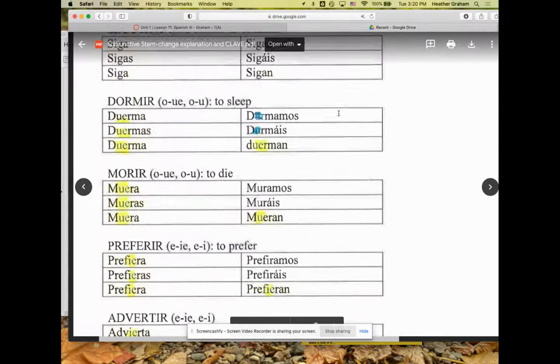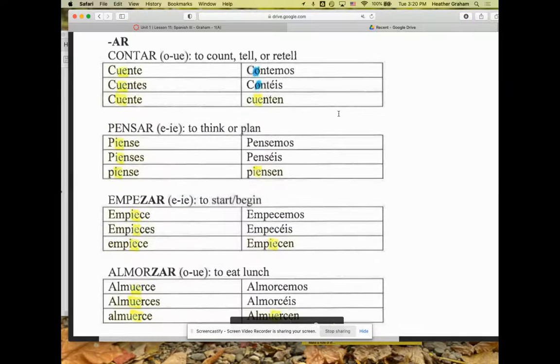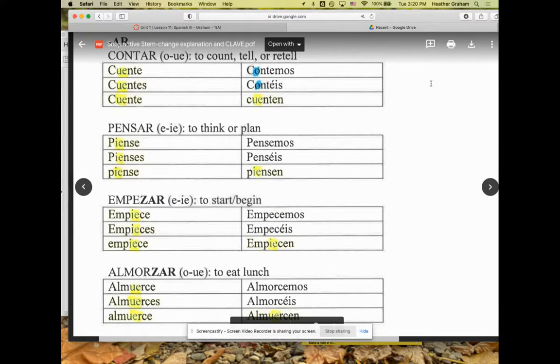So these are your regular ones. You can pause the video to make sure that you can fill them out. So contar, pensar, empezar changes on all forms. And then almorzar, again, changes Z to C in all forms, but still only does the O to U inside the boot, not outside.